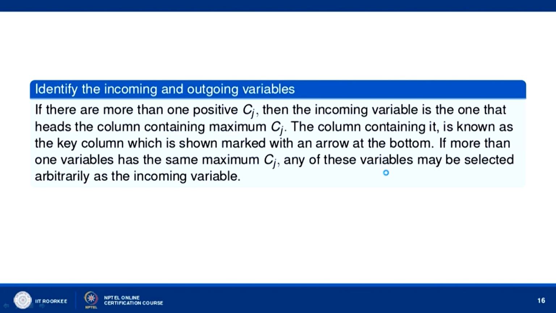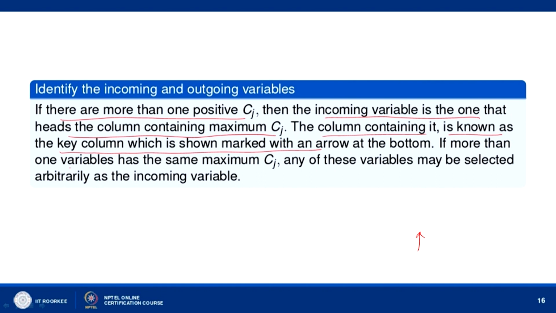Now, if there is more than one positive Cj, then the incoming variable is the one that heads the column containing the maximum Cj. We will take that value which is the maximum, and the variable heading that particular column will be incoming. The column containing it is known as the key column, which is marked with an arrow. We mark it with an arrow at the bottom.